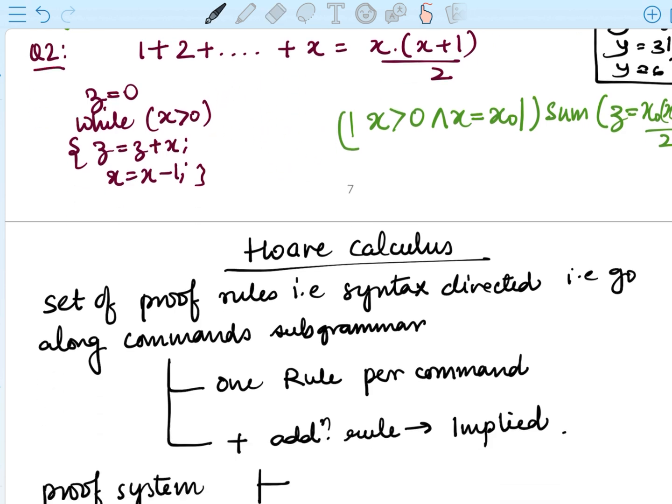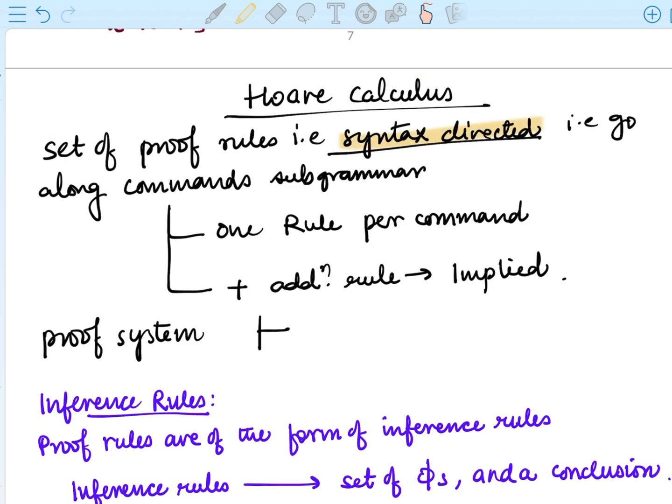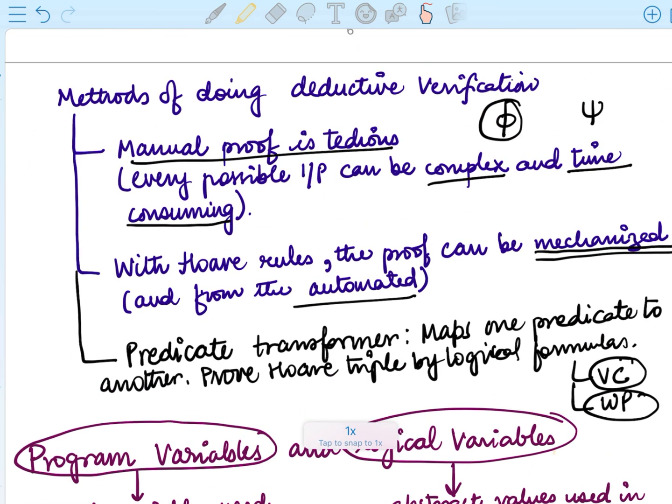Okay, now we move on to Hoare calculus, the set of proof rules that is syntax directed. I told you that either we do it manually, so either we put in the values and prove partial correctness and total correctness, or we use Hoare rules or proof rules to mechanize the proof, or we use predicate transformer.